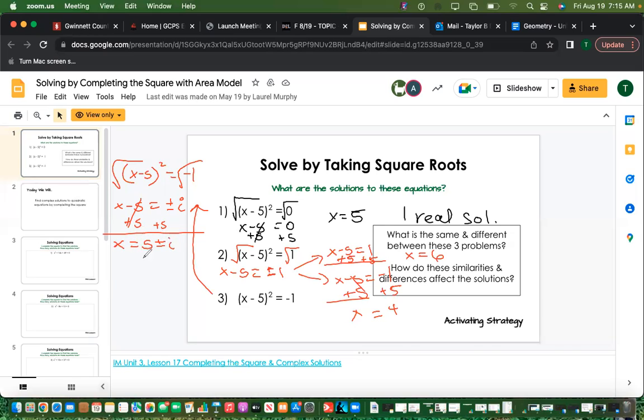How many real solutions do we have here? No real solutions, but we have how many complex? 2, because we have that positive and that negative. So 2 complex solutions.